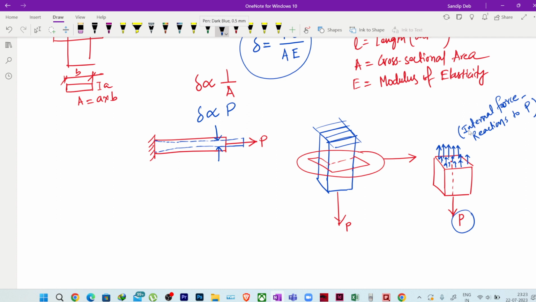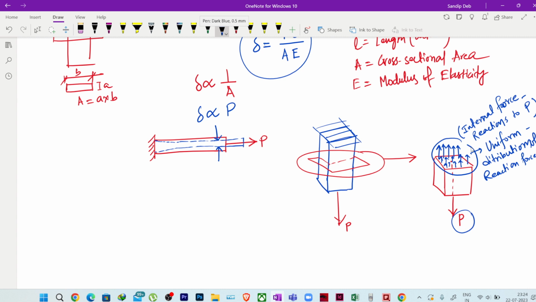Okay, it can be of non-uniform distribution also if this force is not acting exactly along the axis of the bar. But now we are considering that it is acting along the axis of the bar, and we are getting a uniform distribution of reaction forces over this cross-sectional area. Okay, over this cross-sectional area.